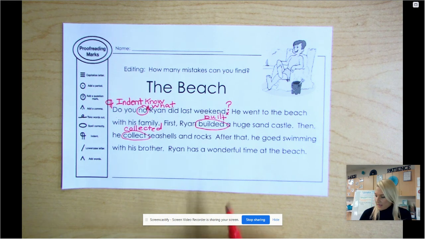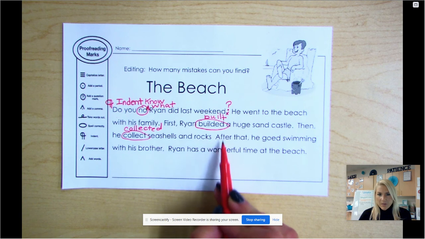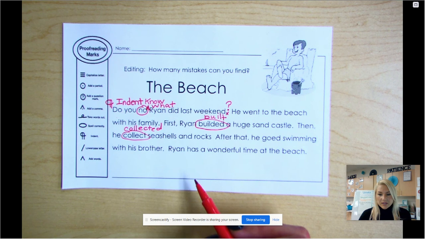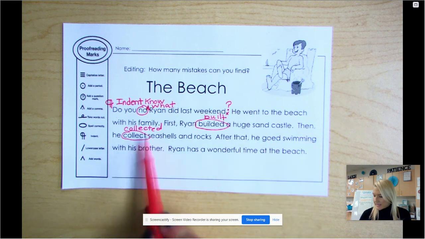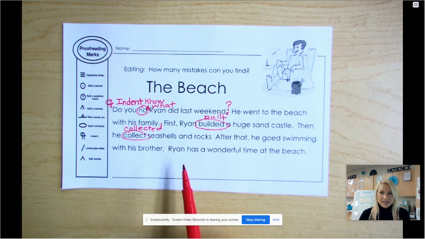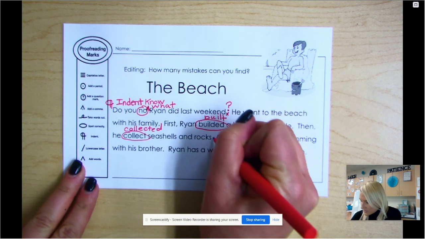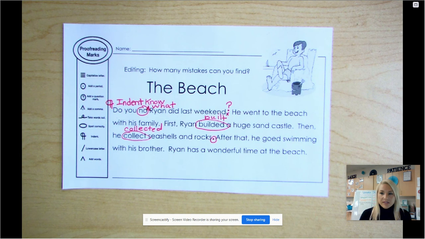Let's go ahead and read and look at here. Is there any ending mark here between rocks and after? Because I see a capital with after. It looks like they're missing a punctuation. Let's see how we should punctuate this sentence. Then he collected seashells and rocks. Well, they're not asking a question. It doesn't sound like we're reading it with enthusiasm. So I'm going to use a period. Make sure I circle it so I know that when I rewrite this, this has to be a period there.